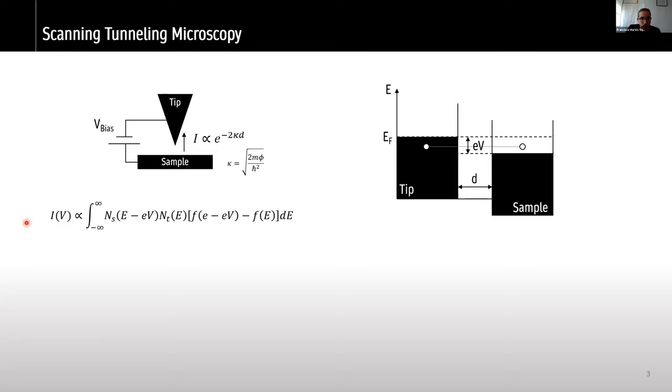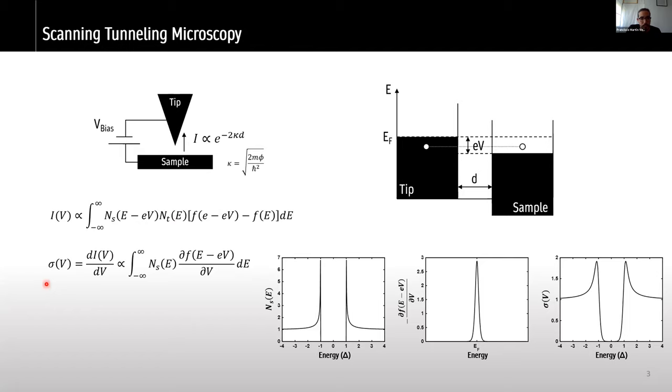This is the expression for the tunneling current as a function of the bias voltage, where here we have the density of states of the sample and tip. And if we differentiate this, if we are using a metallic, not superconducting, tip, we can assume that the density of states of the tip is constant. Then, differentiating this expression, we obtain that the tunneling conductance is proportional to the convolution between the density of states of the sample and the derivative of the Fermi distribution, that is this function here. At low temperatures, this derivative tends to a delta function, and we have something that is just proportional to the density of states of the sample.